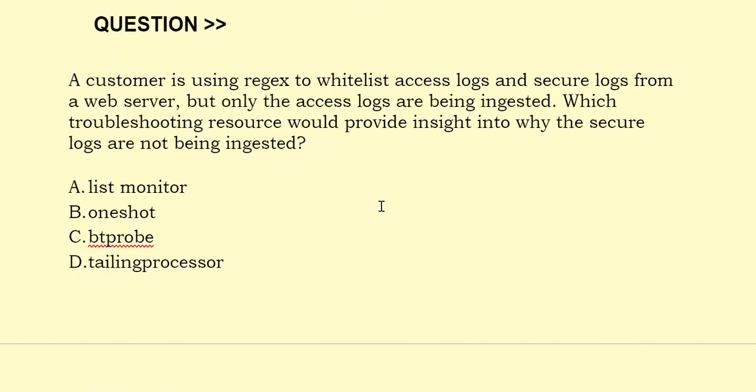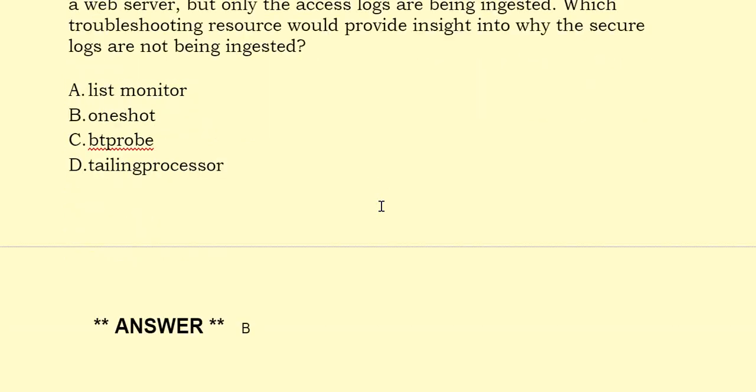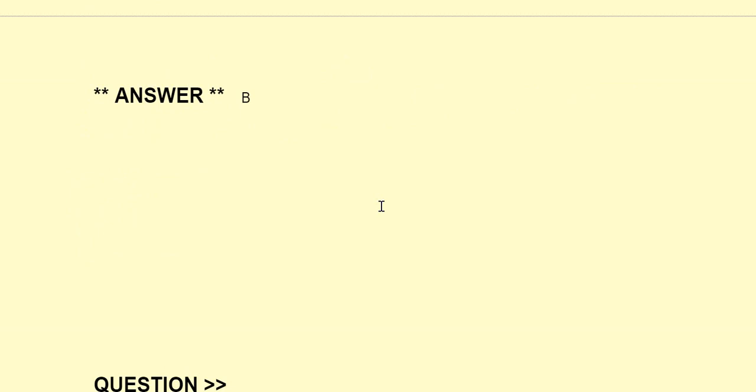The customer is using a regex to whitelist access logs and secure logs from a web server, but only the access logs are being ingested. Which troubleshooting resource would provide insight into why the secure logs are not being ingested? Option A, list monitor. Option B, oneshot. Option C, btprobe. Option D, tailing processor. The correct answer is option B.